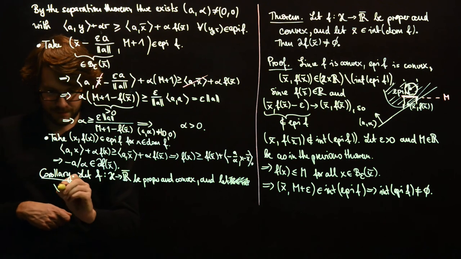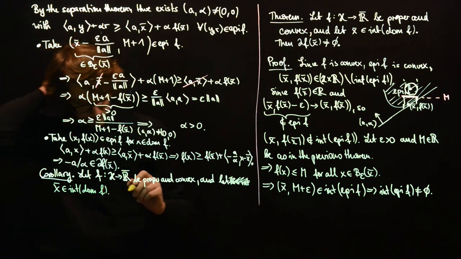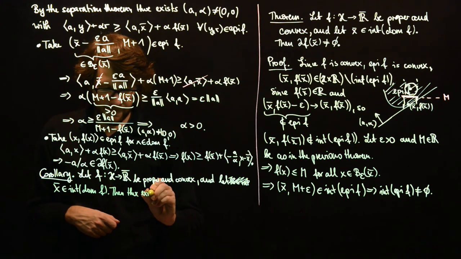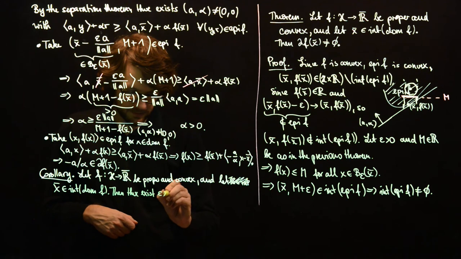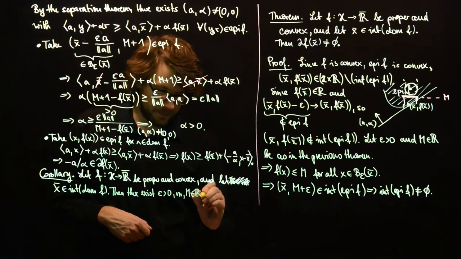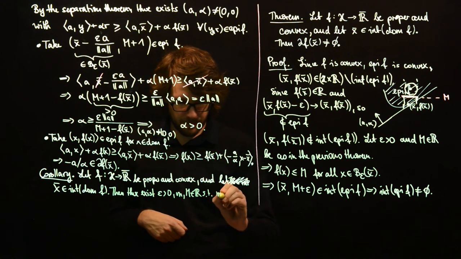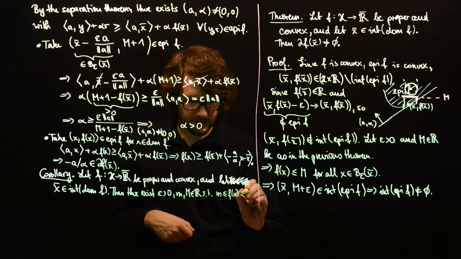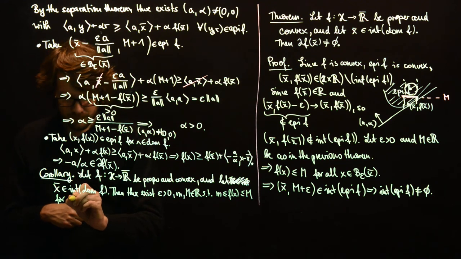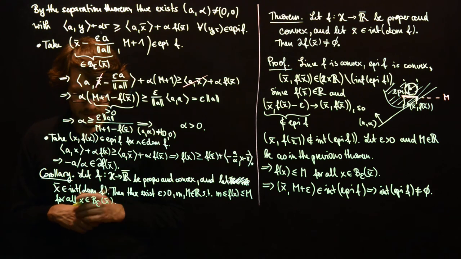Let's just write this here. x bar in the interior of the domain of f. Then there exist epsilon greater than 0, m and capital M in R, such that m less or equal than f of x less or equal than capital M for all x in the epsilon ball around x bar.